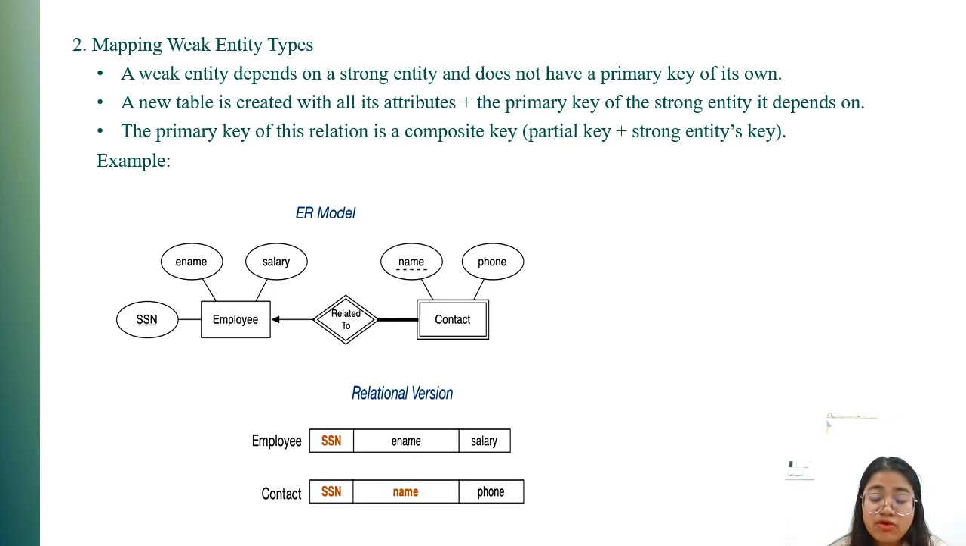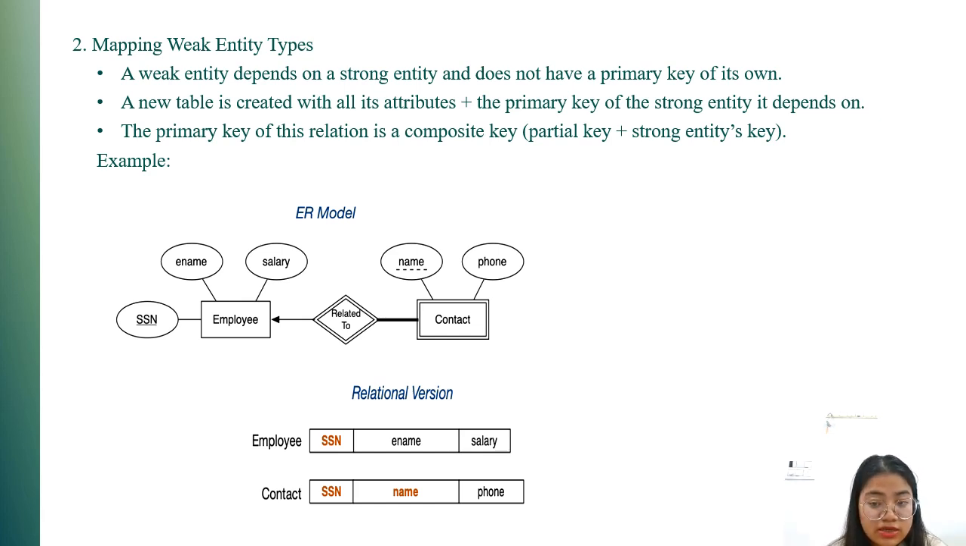Next, we have the mapping of weak entities. A weak entity does not have its own unique identifier, so it's going to depend on the strong entity, and it does not have a primary key of its own. So in this case, we are going to create two tables, one for the strong entity and one for the weak entity.